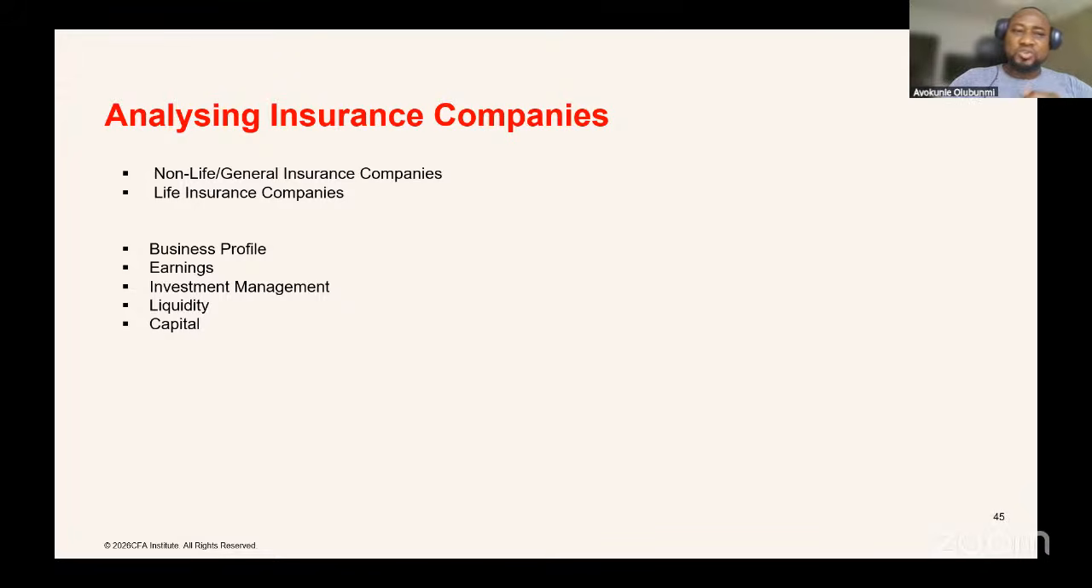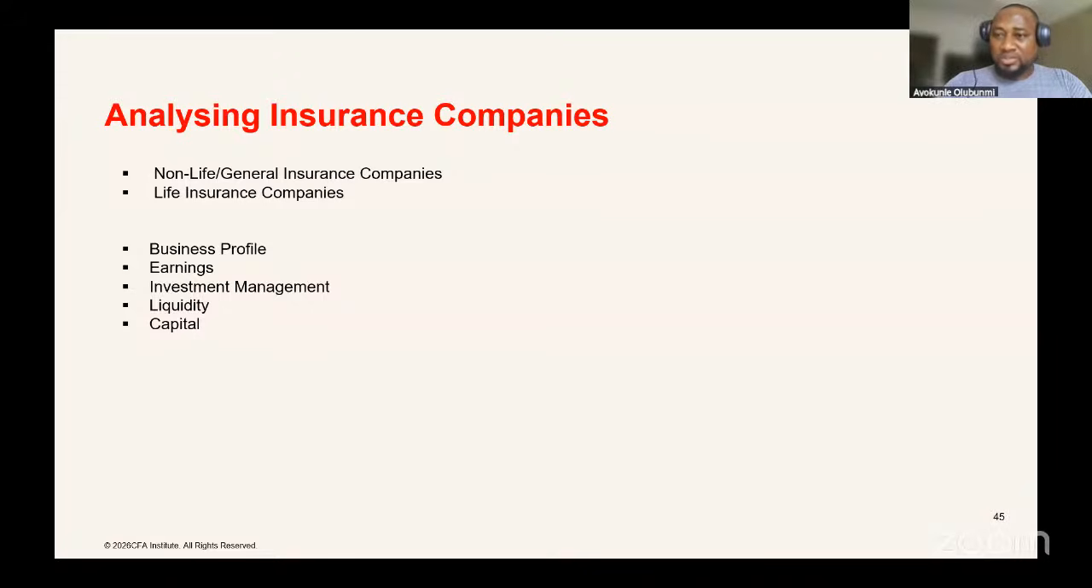Now, when you're analyzing insurance companies, there are 5 elements that you focus on: the business profile, the earnings, the investment management, liquidity management, and also what? The capitalization level of the insurance company. Now, in terms of business profile, what you see for non-life companies is that the non-life insurance contracts are simply annual. So that means you have it for a year and they are renewable annually, and premium is paid once in a year. Right? And then something that you notice is that, for non-life companies, their claims are highly volatile compared to life companies.